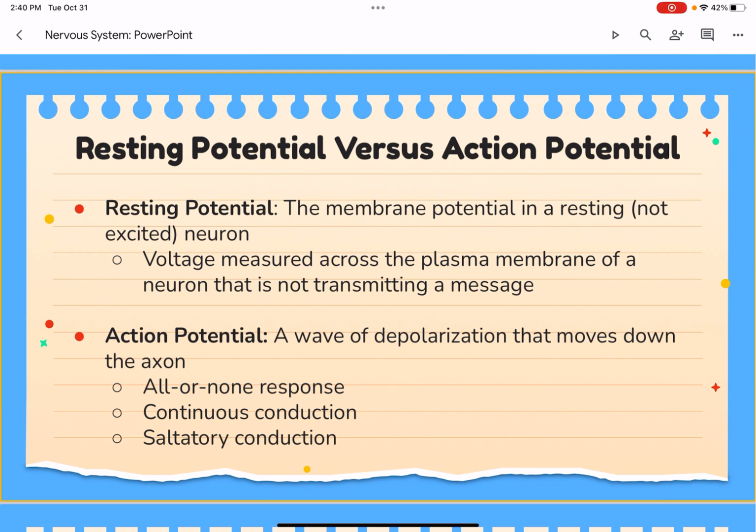Resting potential is the membrane potential in a resting, so not excited neuron. Voltage is measured across the plasma membrane of a neuron that is not transmitting a message. Action potential is a wave of depolarization that moves down the axon. You can have an all or none response, continuous conduction, or saltatory conduction.